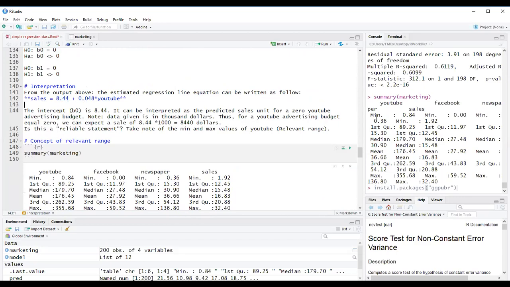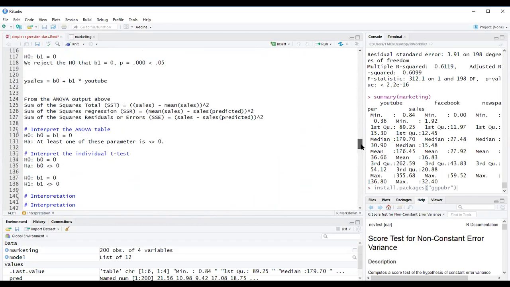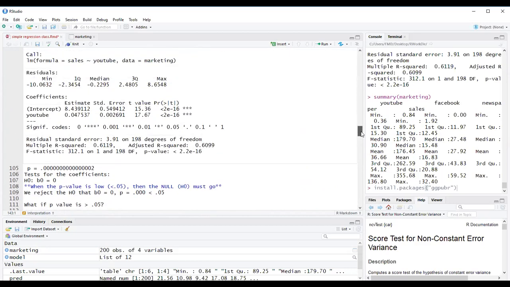Ito na tayo sa yung B1. What's B1, guys? B1 is this one. The coefficient for YouTube, 0.0475. Okay, how do we interpret that? First, is it significant? Yes, it's significant. Unlike, guys, yung intercept, kapag hindi significant, pwede natin isama sa model natin. Yung independent variable, guys, yung regressor, kapag hindi significant, hindi natin sinasama yan sa model natin. But in this case, your YouTube turns out to be significant, a significant predictor of sales.